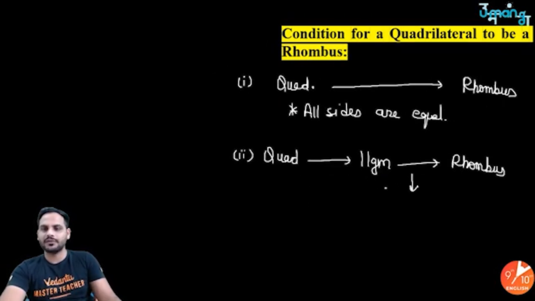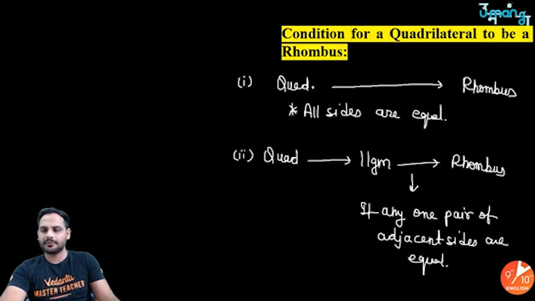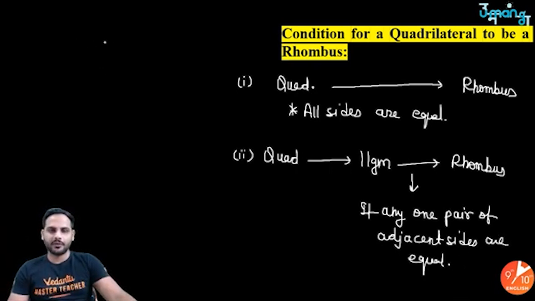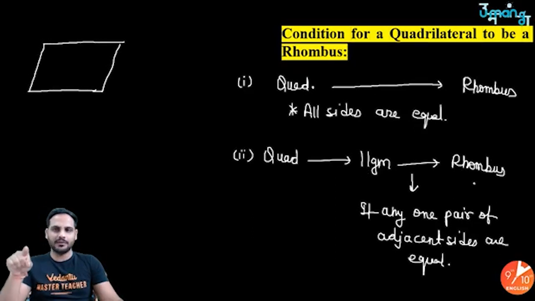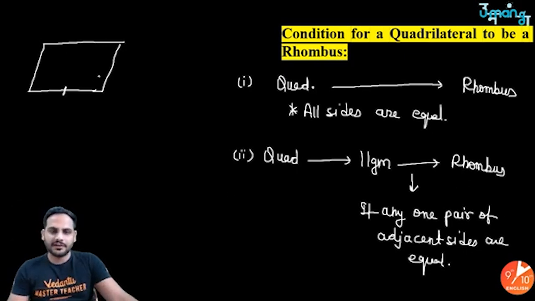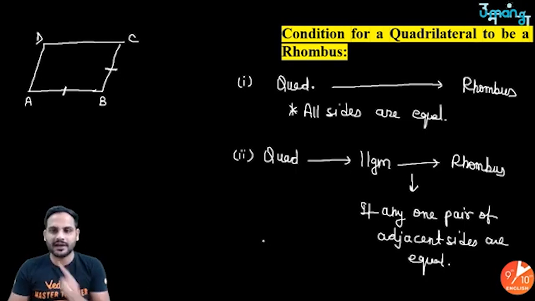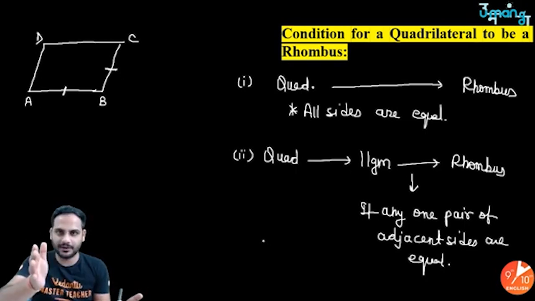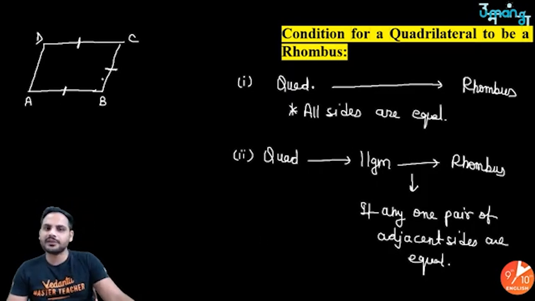Now, how do you go from parallelogram to rhombus? When you have to prove a parallelogram to be a rhombus, simple thing: if any one pair of adjacent sides are equal. Now look what is happening. For example, there was a quadrilateral and you proved it to be a parallelogram. Now suppose by any calculation you got to know that any one pair of adjacent sides are equal, say AB and BC are equal to each other. Since ABCD is a parallelogram, I know opposite sides must be equal. So AB and CD will be equal to each other, BC and AD will be equal to each other. So automatically all sides became equal to each other.